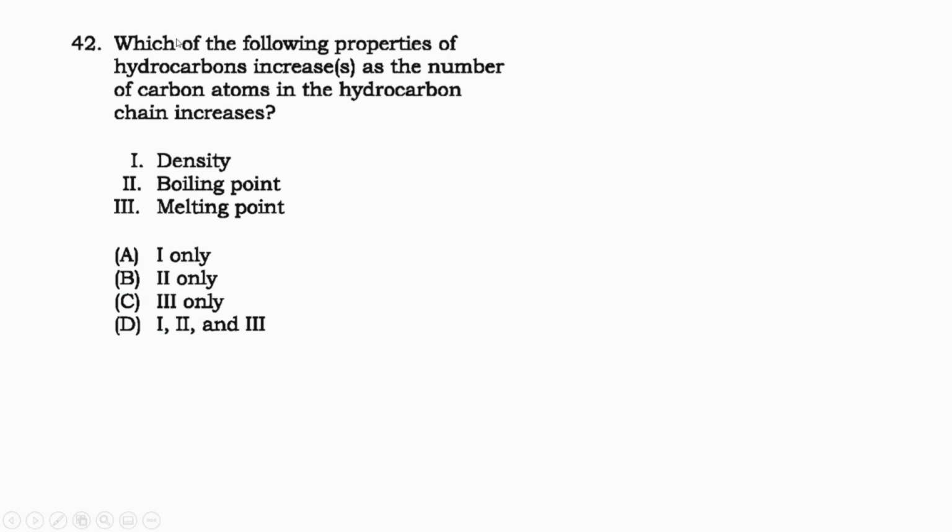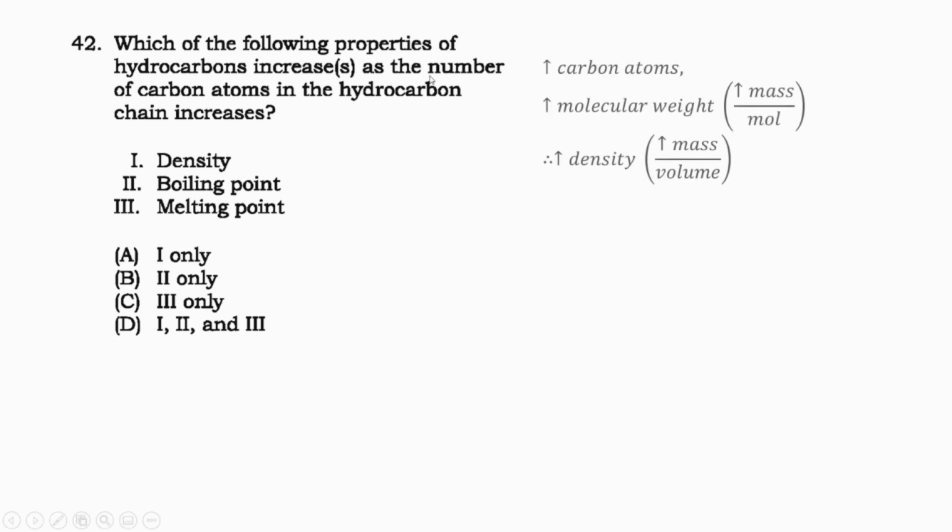Problem number 42. Which of the following properties of hydrocarbons increases as the number of carbon atoms in the hydrocarbon chain increases? So, meron tayong density, boiling point, at melting point. To solve this problem, dapat alam natin yung nangyayari sa density, boiling point, at melting point pag tinaasan natin yung number of carbon atoms. Pag tinaasan natin yung carbon atoms, ang mangyayari sa density ay tataas din, kasi tumaas yung molecular weight natin. And then, pag tumaas yung molecular weight natin, since dependent siya sa mass, tataas din yung mass natin. Therefore, tataas yung density natin, since proportional din yung mass sa density.